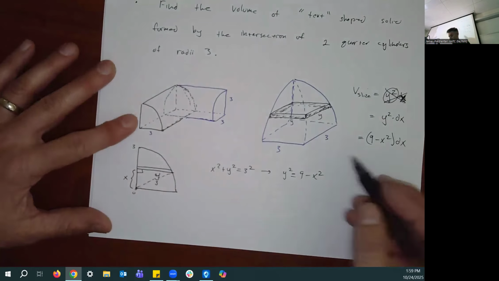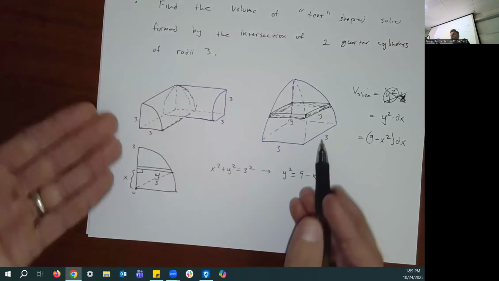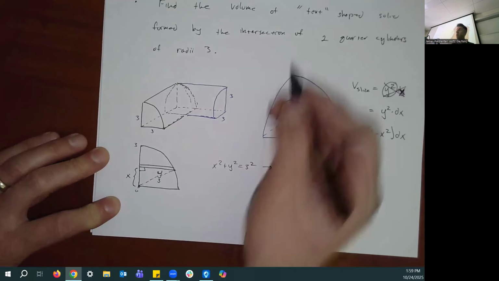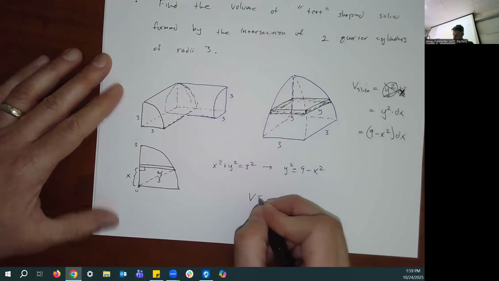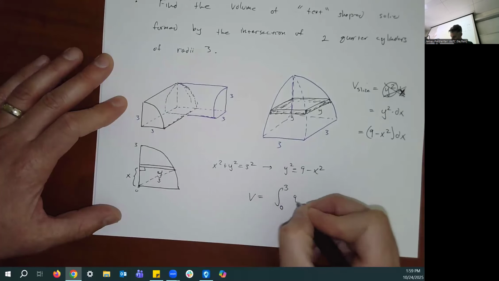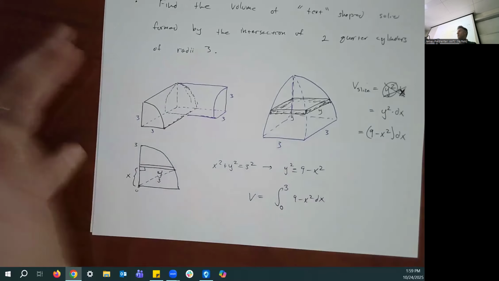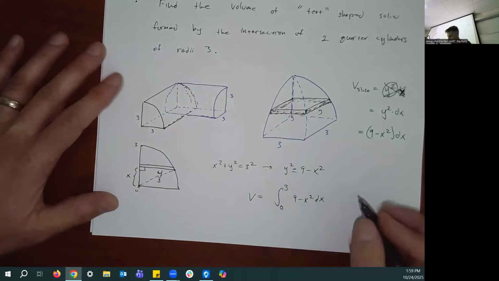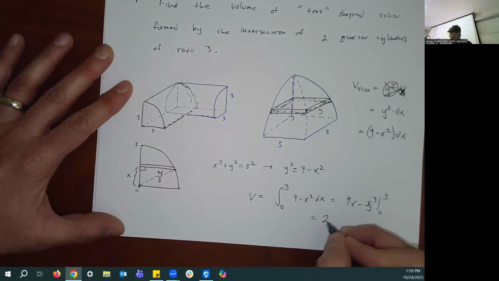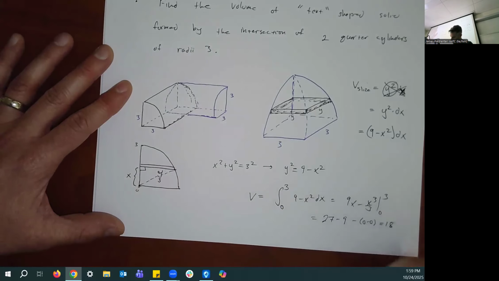So then we're just going to say, well, how low can these little slices go? As low as 0. How high can they go? As high as 3. So the volume of this shape is the integral from 0 to 3 of 9 minus x squared dx. And then you would do the integral, you get 9x minus x cubed over 3 from 0 to 3. You end up getting 27 minus 27 over 3 minus 0, which is 18.